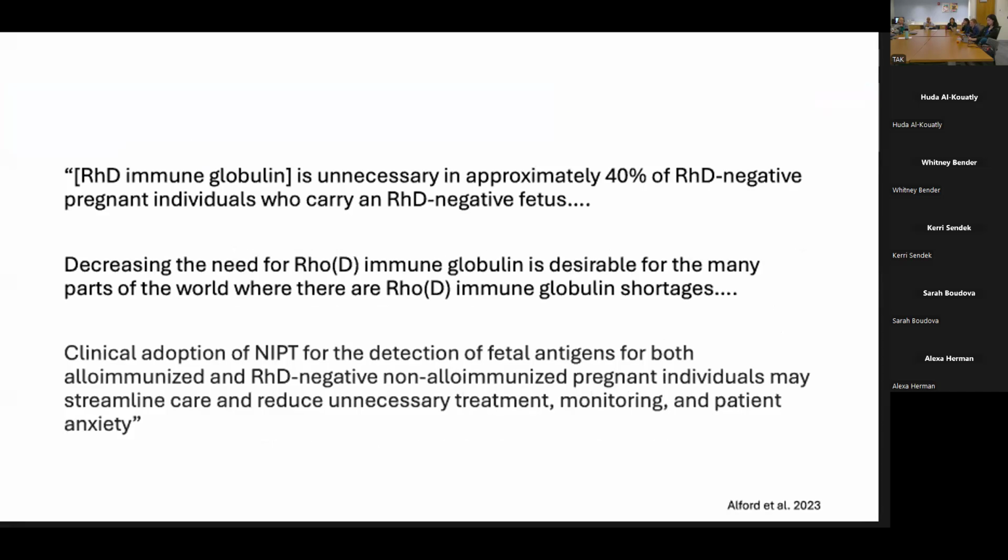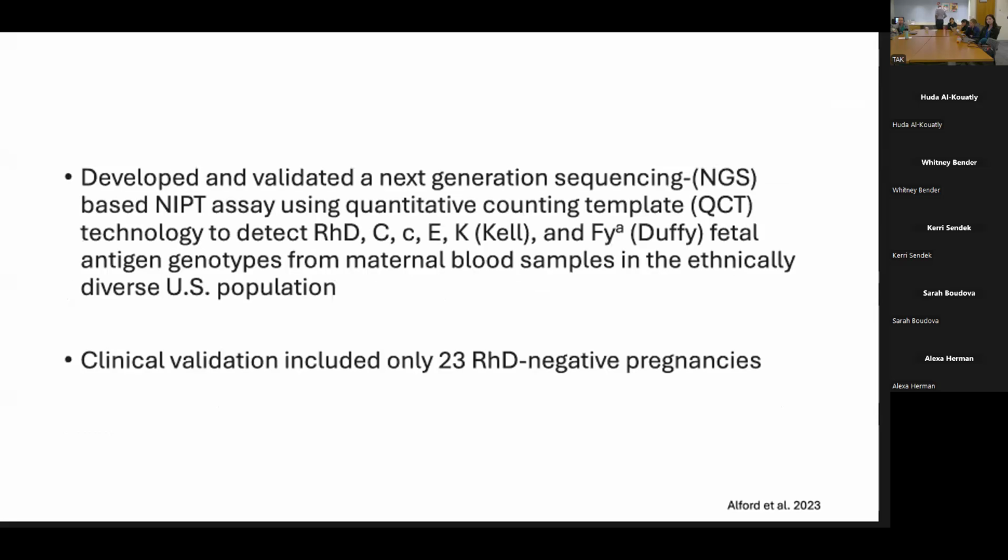So, they state in the background that RHIG is unnecessary in approximately 40% of RHD negative pregnant individuals, because they carry an RHD negative fetus. They say that a decrease in the need for RHIG is desirable for many parts of the world, especially where there are shortages, and that clinical adoption of NIPT for the detection of fetal antigens for both alloimmunized and RHD negative, non-alloimmunized pregnant individuals may streamline care and reduce unnecessary treatment, monitoring, and patient anxiety. So again, they developed this next generation sequencing based assay. But it's important to note that the clinical validation, after large samples and analysis, included only 23 RHD negative pregnancies.